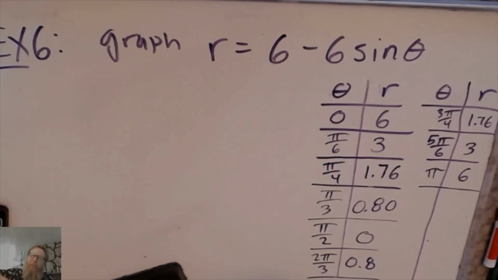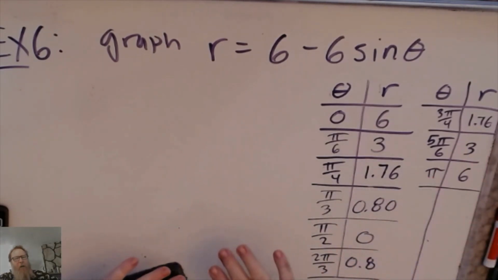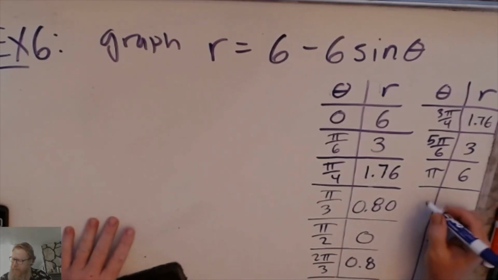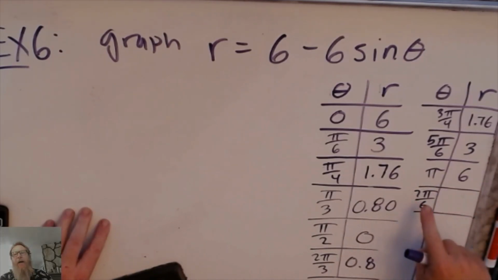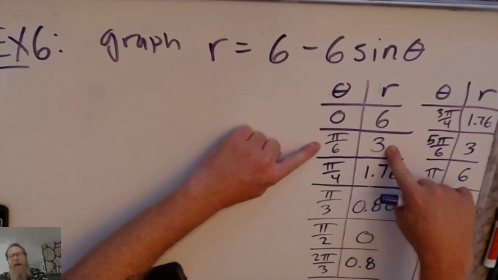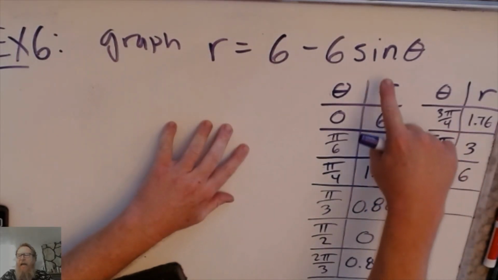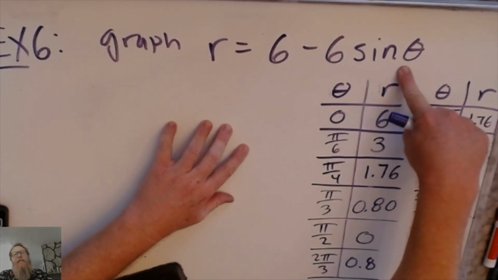Now we're going to move past pi, so now we're down in the lower quadrants, quadrants 3 and 4. So we're going to get negative signs. Let's go 7 pi over 6. Well, that's the same as pi over 6. Let's work it out, though. It's going to be negative, right? So it'd be negative 1/2.